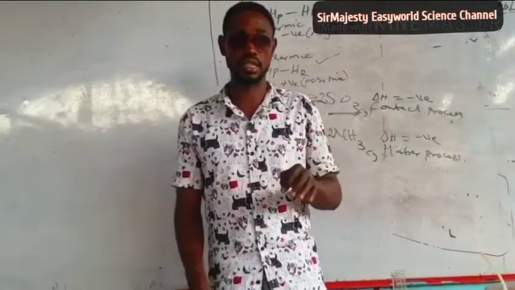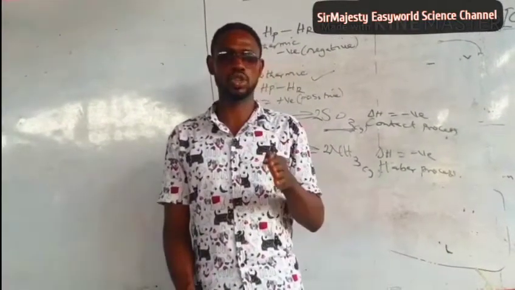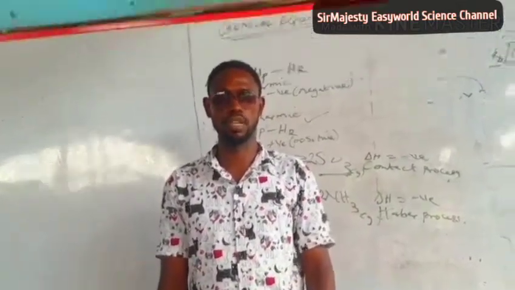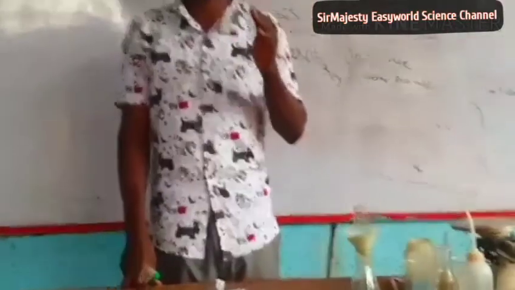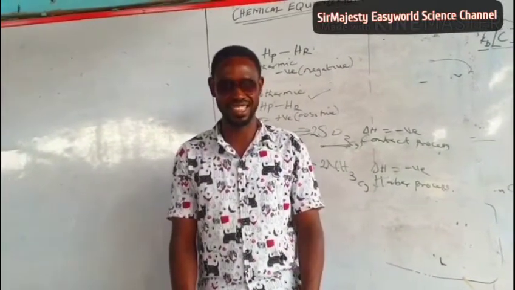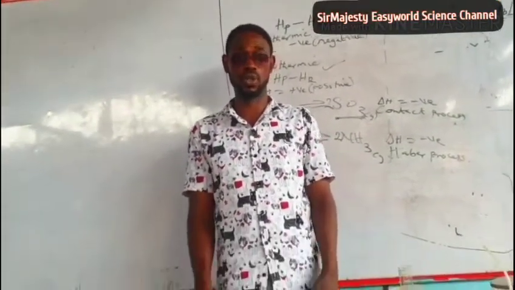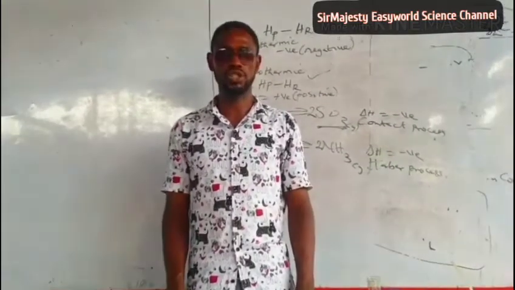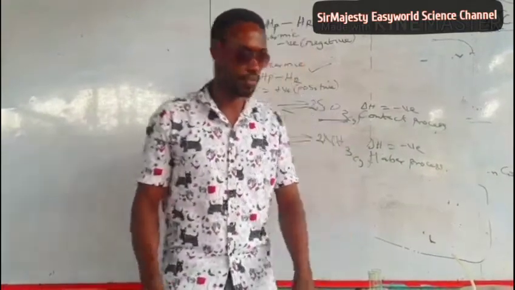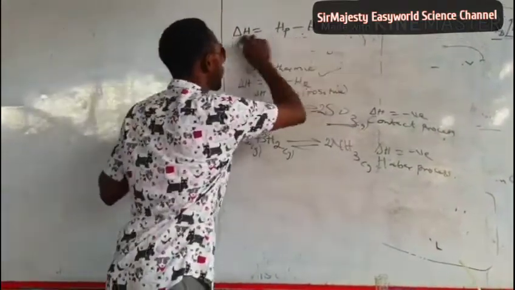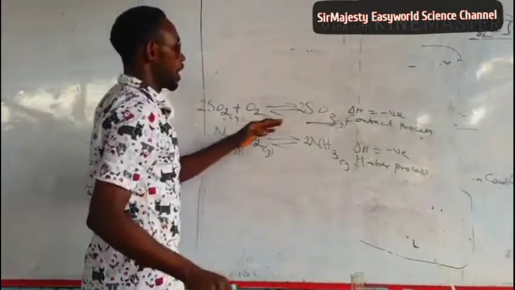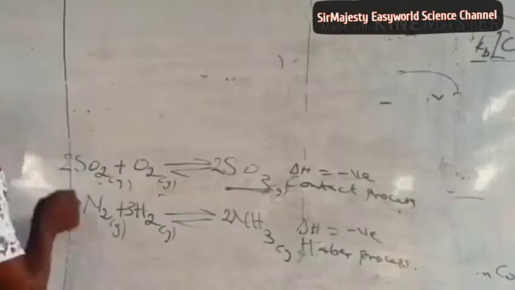Now, the second condition is that the number of moles of gases must not be equal on both sides of the reaction, meaning the number of moles of gases on the reactant side will not be equal to the number of moles of gases on the product side. Remember, we are considering gases only. We are not calculating the number of moles of solid, liquid, or aqueous species in an equation. So, these two conditions must be met before pressure will have effect on the equilibrium position. When we explain temperature, we say exothermic, endothermic. This time around, for you to know the effect of pressure, you must know the state of matter.